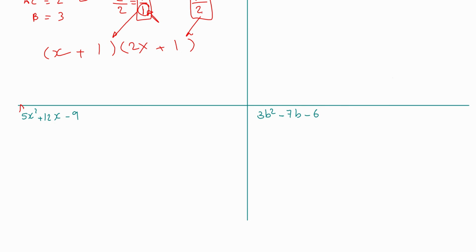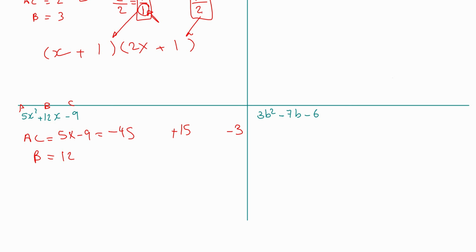Here is another example. A, B, C. We have here AC equals 5 times negative 9 equals negative 45 and B equals 12. So we are looking for two numbers whose product is negative 45 and whose sum is 12. Which two numbers? 15 and negative 3. 15 times negative 3 equals negative 45, and when we add them, the result is 12.